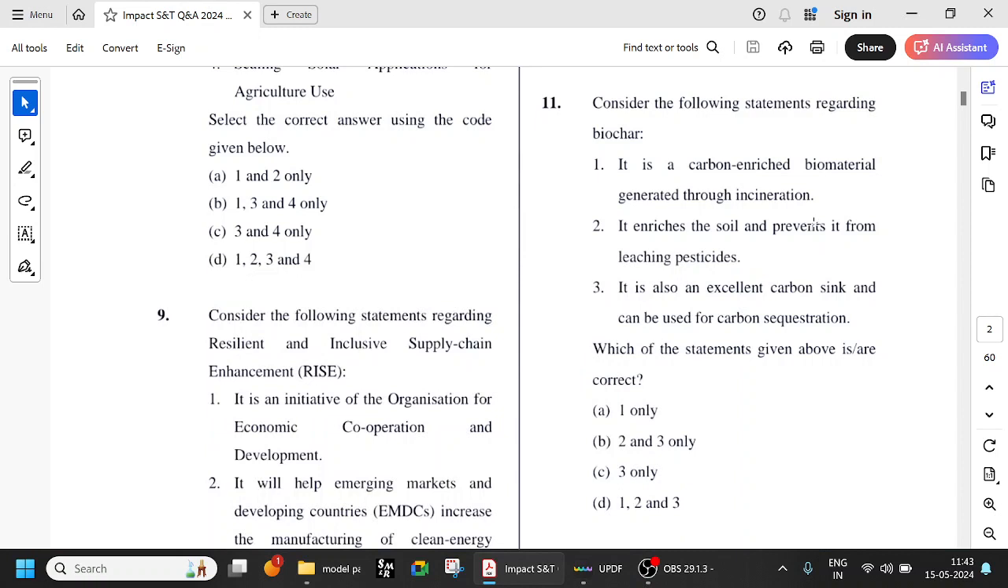Let us continue with the science and technology questions. Last time we have seen till 10th. Let us continue from the 11th question. So consider the following statements regarding biochar.